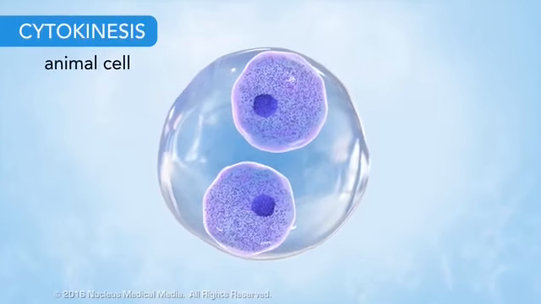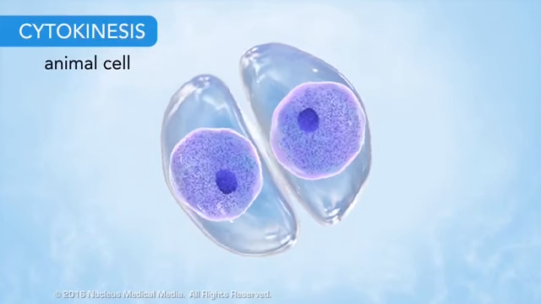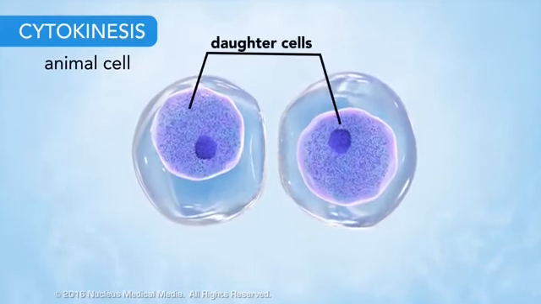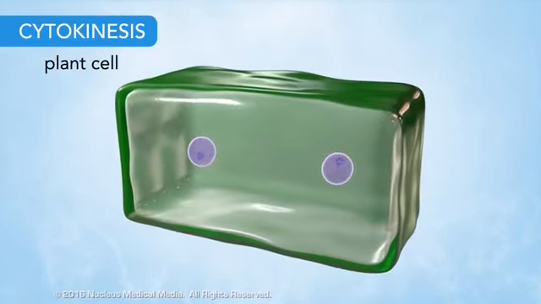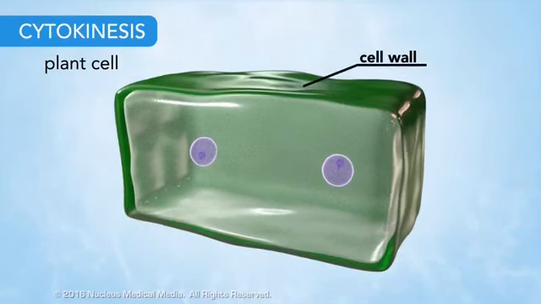In animal cells, cytokinesis occurs through the inward movement of the cell membrane. This progressively pinches the cytoplasm until 2 identical daughter cells form. In contrast, plant cells can't pinch in 2 because they have a rigid cell wall surrounding their cell membrane.